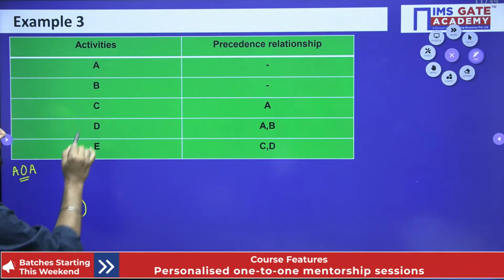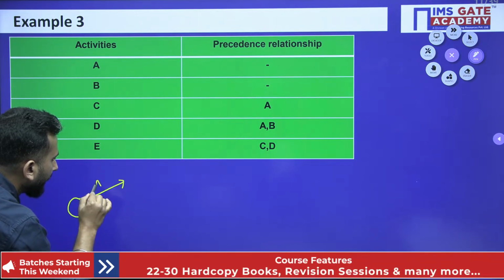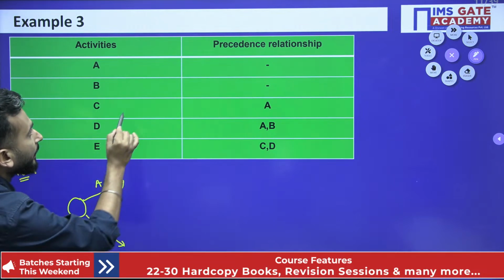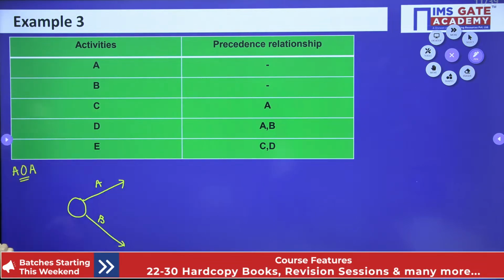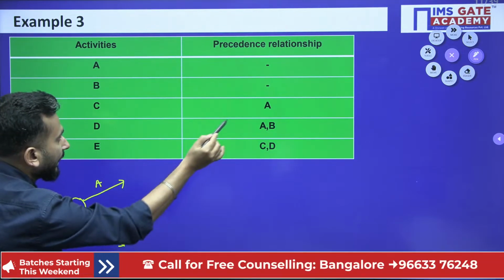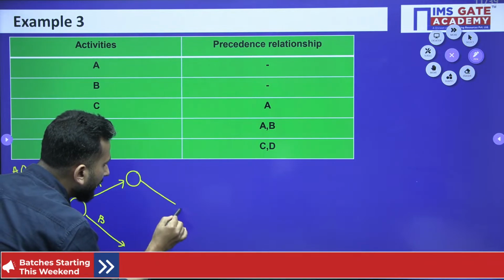So, no precedence is there. I am starting A and then I am starting B. Why? Because A and B have no precedence relationship. Now, come to C. It has a relationship with A. So, wherever A is ending, I am starting C.